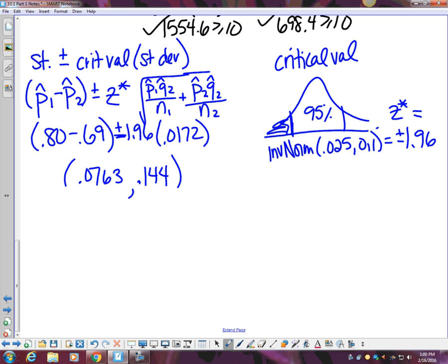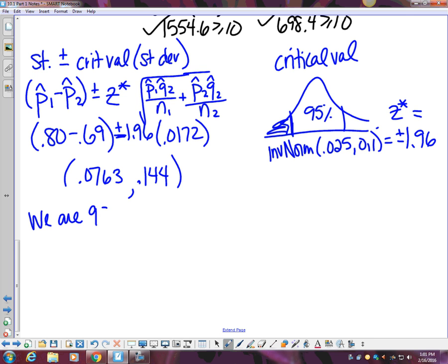Okay, so now we just need to make our conclusion. Okay, so I'm going to read it first, and then we'll write it. We are 95% confident that our interval 0.0763 to 0.144 captures the true difference, in parentheses, I'm going to write teen minus adults, in the proportion of all U.S. teens and adults who use social networking sites.